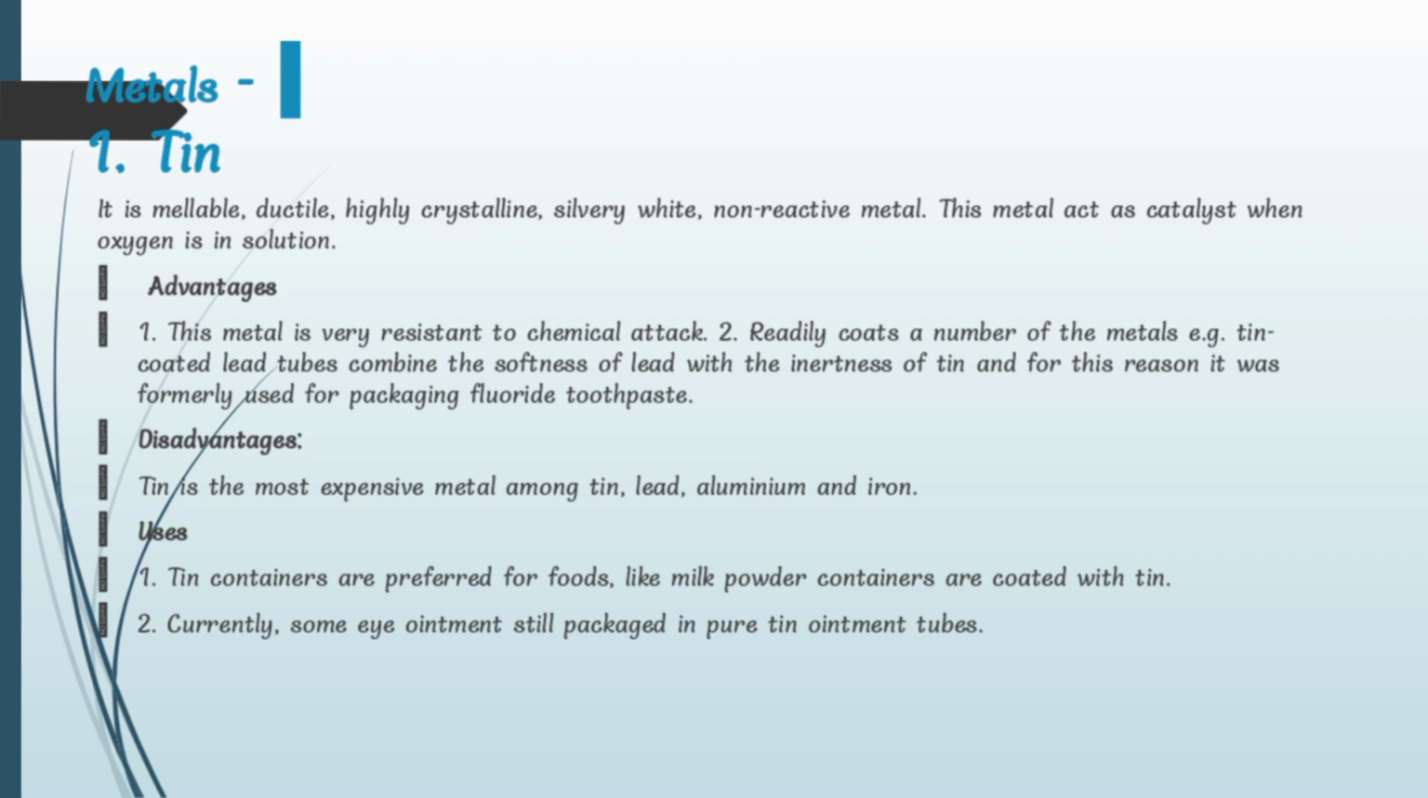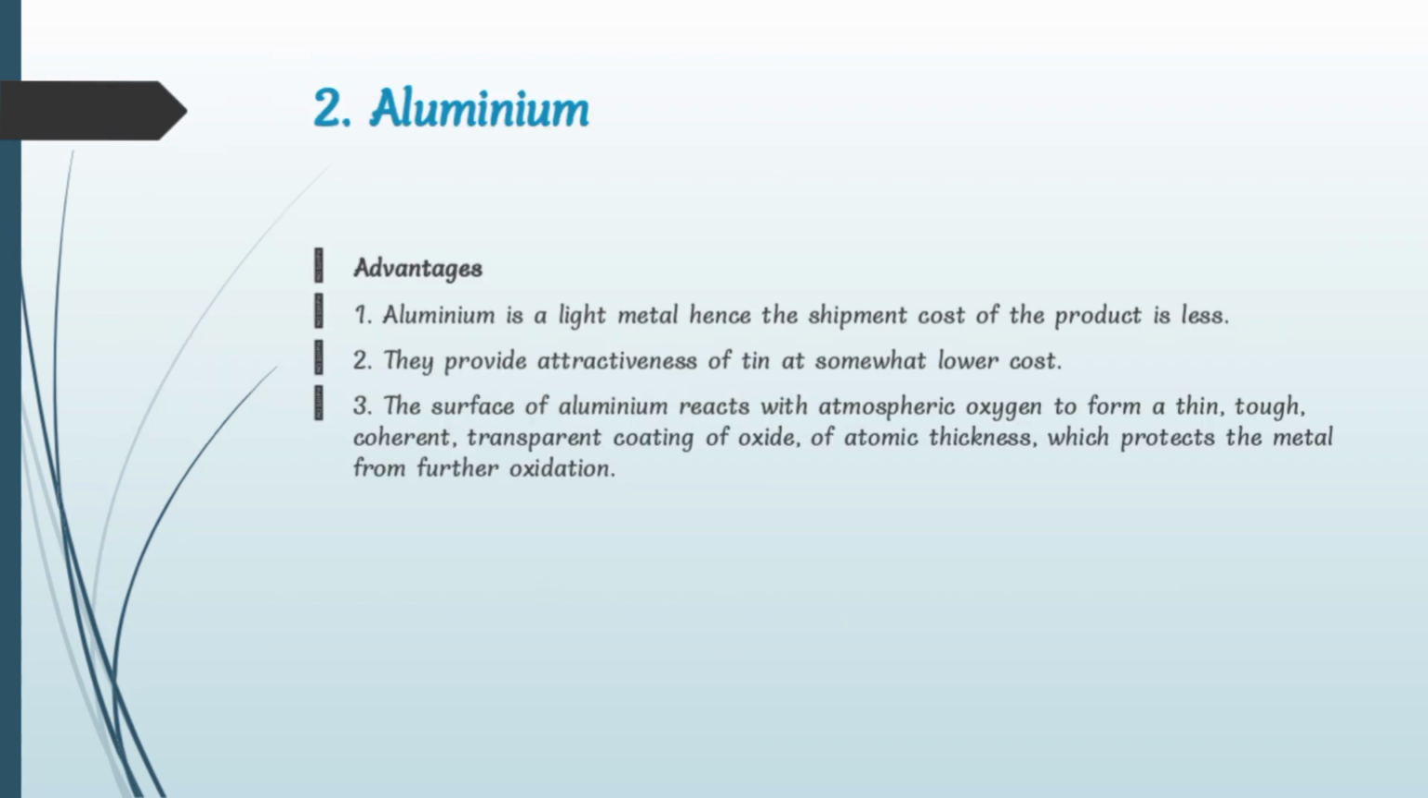The disadvantage is that tin is the most expensive metal among tin, lead, aluminium and iron. Uses: tin containers are preferred for food, like milk powder containers coated with tin, and currently some eye ointments are still packed in pure tin ointment tubes.